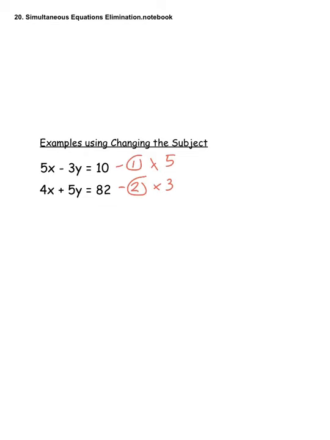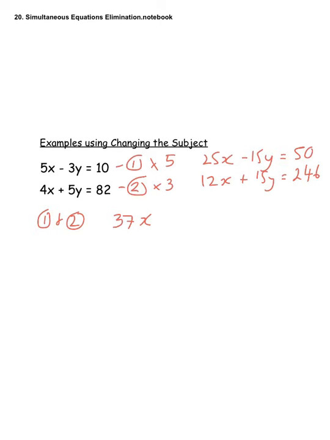Okay, so equation number 1 becomes 25x minus 15y is equal to 50. And equation number 2 becomes 12x plus 15y is equal to 3 times 82, which is 246. Okay, so I'm going to subtract, sorry, no, I'm not going to subtract because one is negative, one is positive, so I'm going to add together equation 1 and equation 2, which gives me 37x, and it gives me 296.